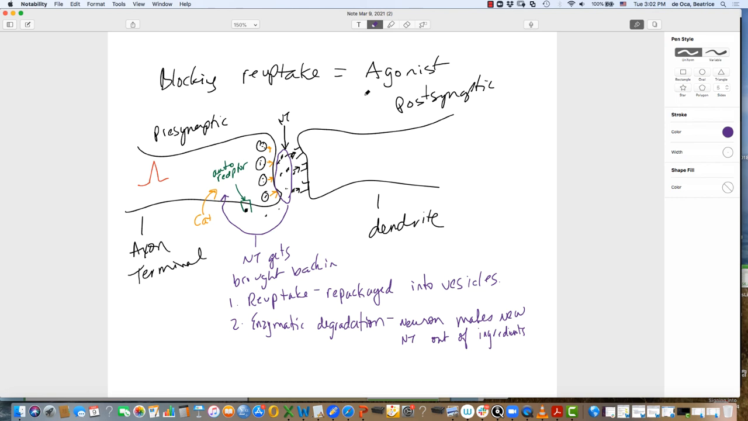Now, if you have a drug that is blocking this reuptake, you're preventing this process. You're leaving that neurotransmitter in the synapse longer, and so it can continue to act and stimulate these receptors. And so that's why a drug that blocks reuptake, like cocaine, is going to be an agonist, in this case for dopamine.